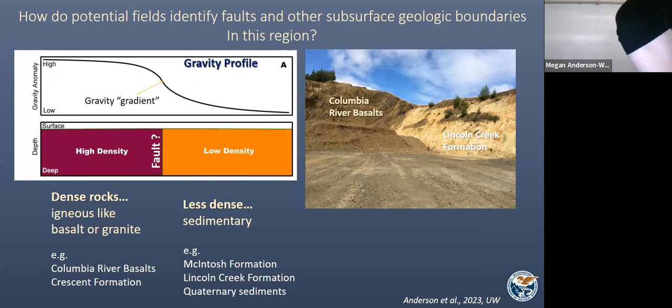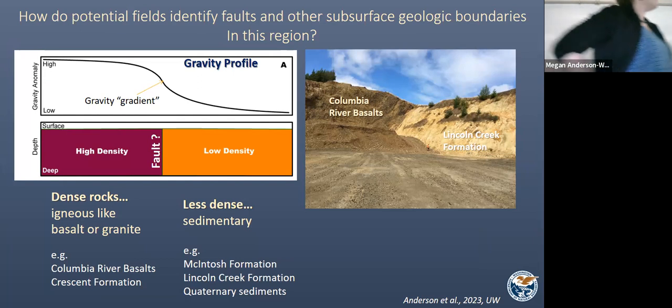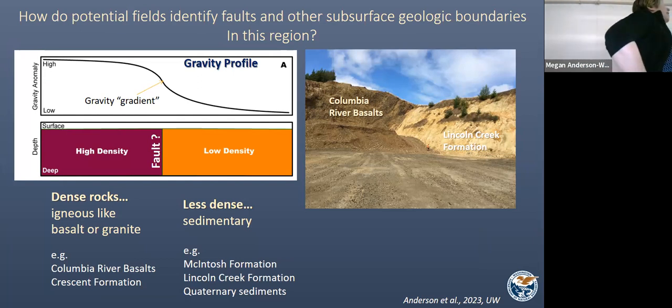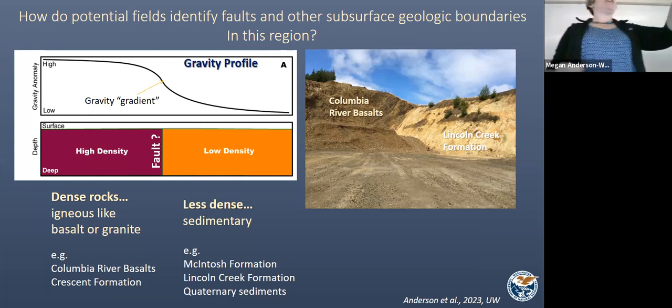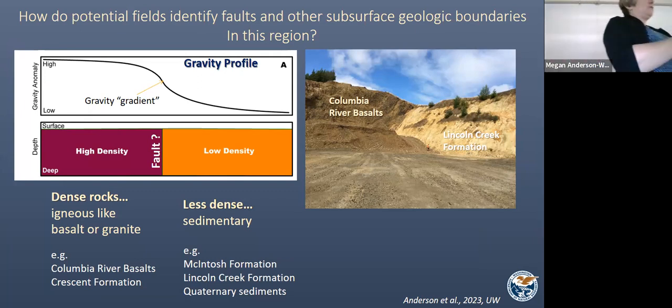The area where you have high density, you'll have higher gravity that you measure. An area where you have lower density rocks, you'll have lower gravity. And if you have a very sharp, especially a near vertical boundary between the two, it shows up as a nice sharp gradient in the gravity map.